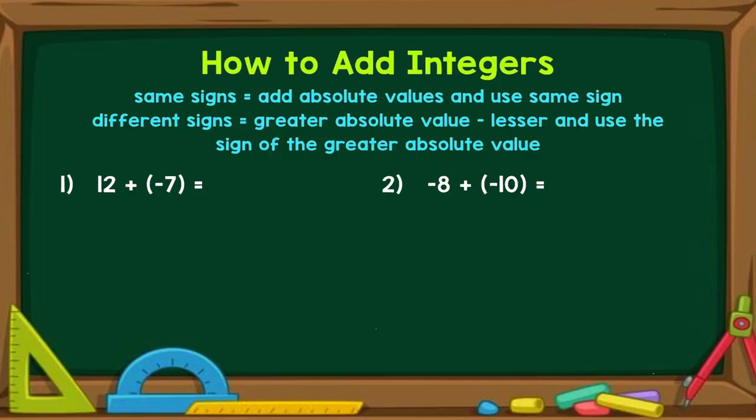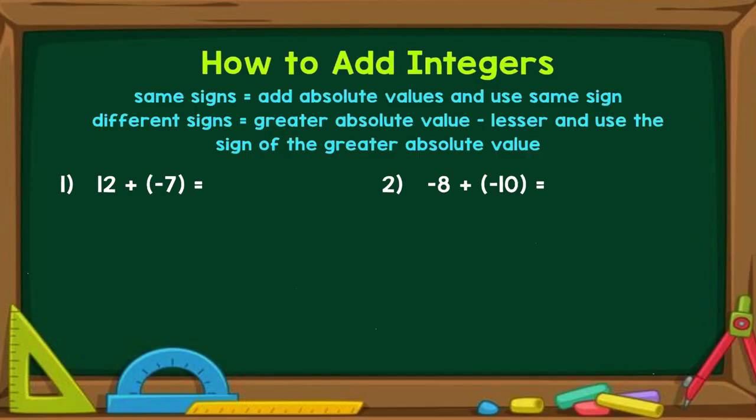And when it comes to adding integers, there are a couple of different ways to think through these. So I'll show you two ways to go through each of our examples here. Let's jump into number 1, where we have 12 plus negative 7.